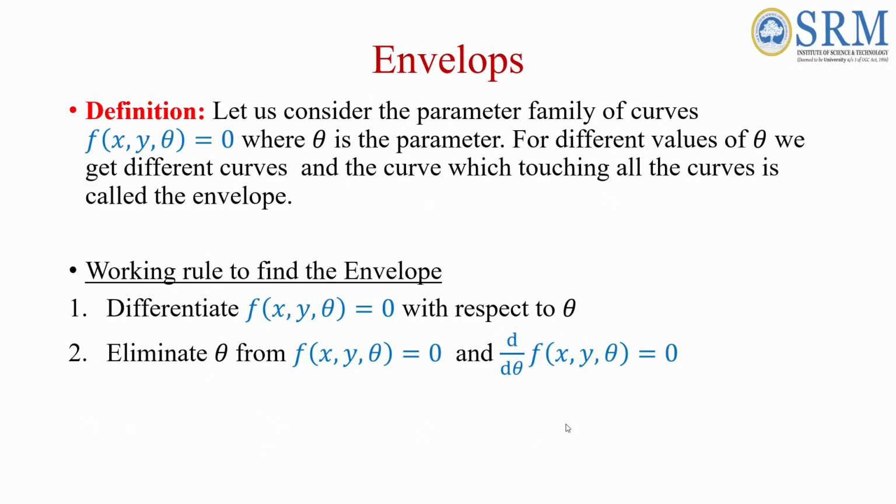Next we are going to see what is the envelope of a parameter family of curves. Now let us consider the family of curves given by the form f of x comma y comma theta, where theta is a parameter. For different values of theta, we'll get different curves. And there is a curve which is touching all these parameter family of curves. Such a curve is called the envelope. If such a curve exists, then we can say the envelope exists.